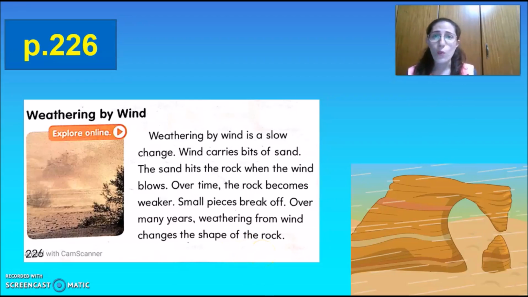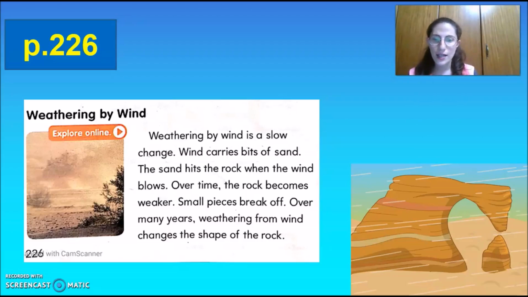They're telling us that weathering by wind is a slow change, so it does not happen quickly between a day and a night. What happens is that it needs a lot of time for the wind to cause changes to Earth's surface. How does the wind cause weathering? How does it cause the rocks to break into smaller pieces?